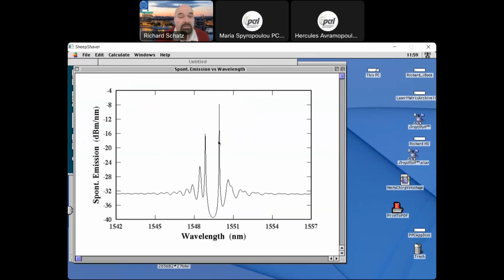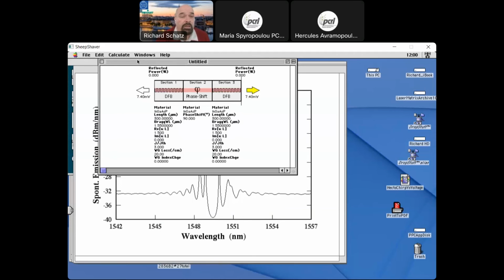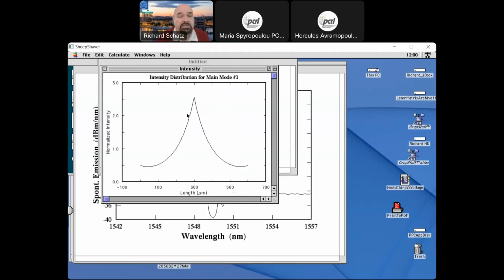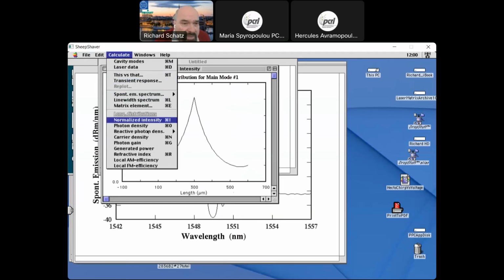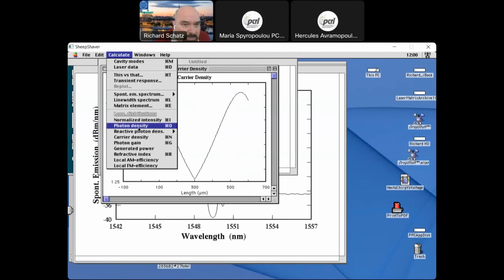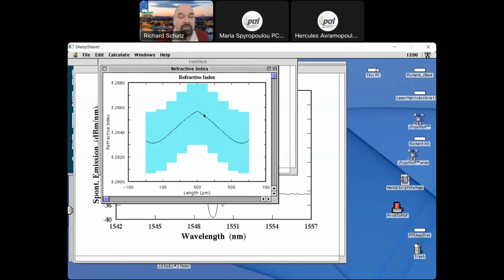We have two modes again that are competing, and we have not a good gain margin anymore. And the reason for this is the spatial hole burning. So inside the laser, if you look at the intensity distribution in the laser, as I said, you have a very peaked intensity distribution in the middle of the laser here. It will give then a carrier density distribution, which has a dip here in the middle. And where the carrier density is low here, the refractive index, if you look at the refractive index distribution, it will be higher here.